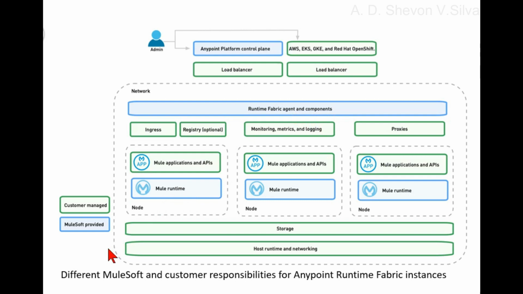The runtime fabric agent deploys and manages the Mule applications by generating and updating Kubernetes resources such as deployments, pods, replica sets, and ingress resources.